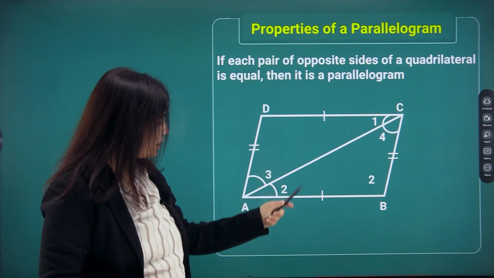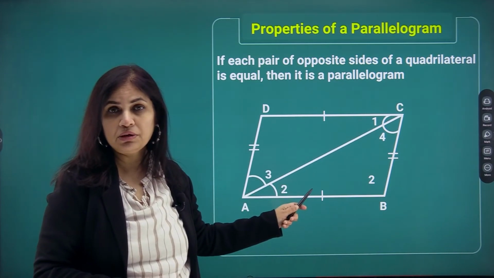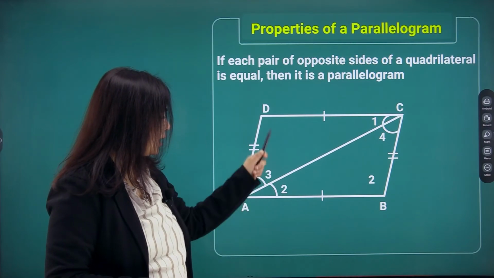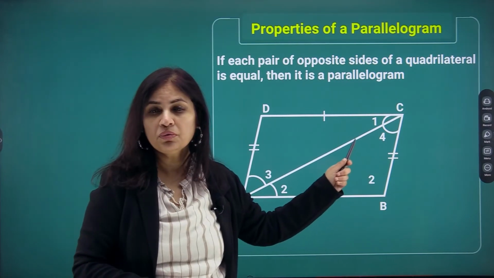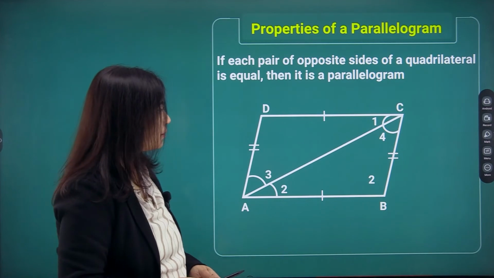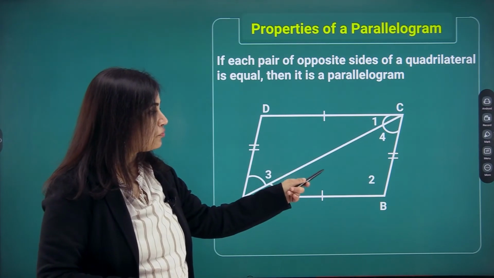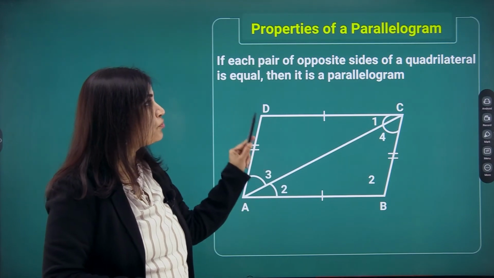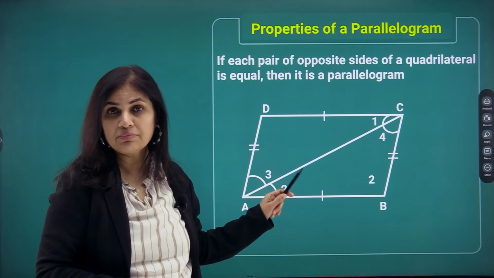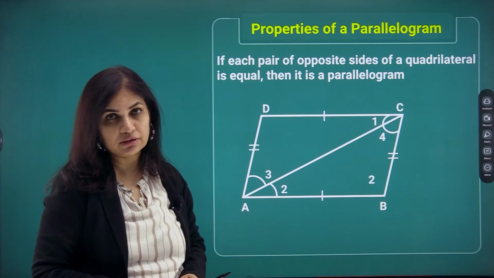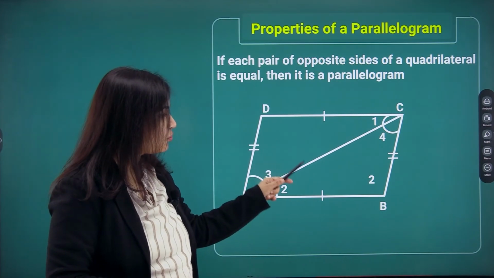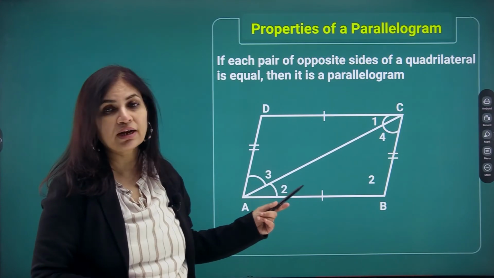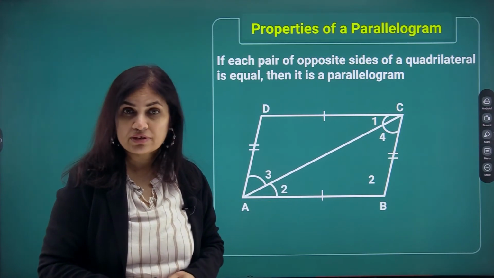It is given that the opposite sides are equal, which means CD is given to be equal to AB and AD is given equal to BC. Every proof of the property of a parallelogram depends on the congruency of triangles. So, if I can prove that these two triangles are congruent, it can be easily proved that the opposite pair of sides are parallel.